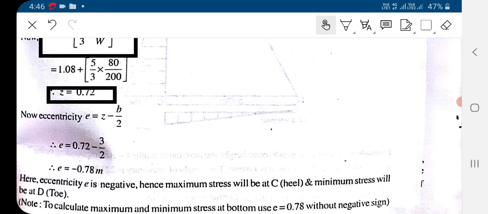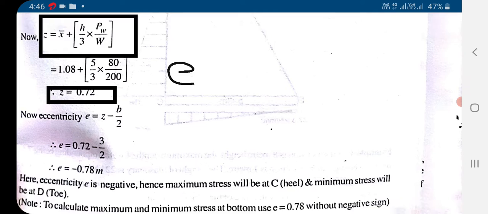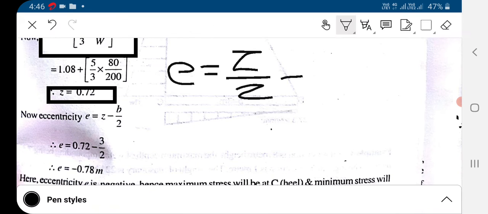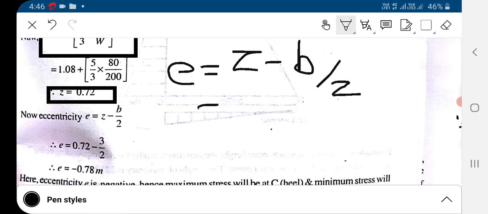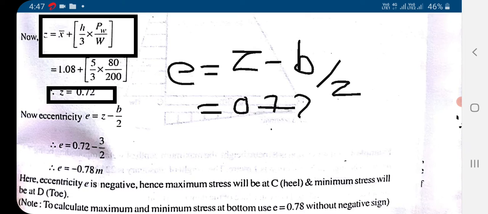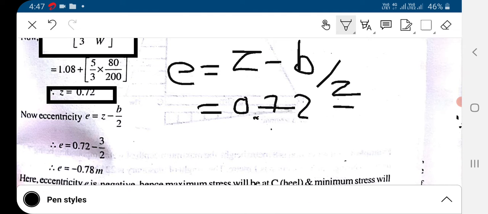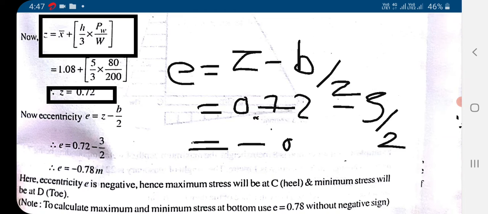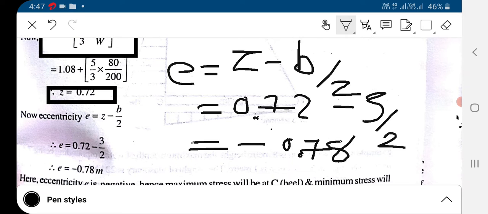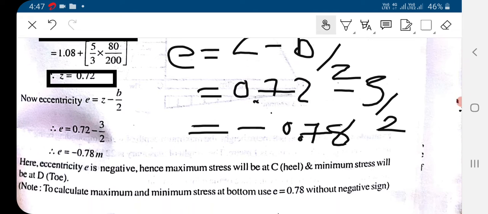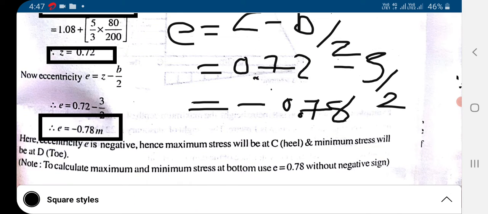By knowing the Z value, we have to compute the eccentricity. E will be equal to Z minus B by 2. Z is 0.72, and B is 3 by 2, which becomes 1.5. So your E becomes negative 0.78. Here the most important thing to keep in mind is that E becomes negative.